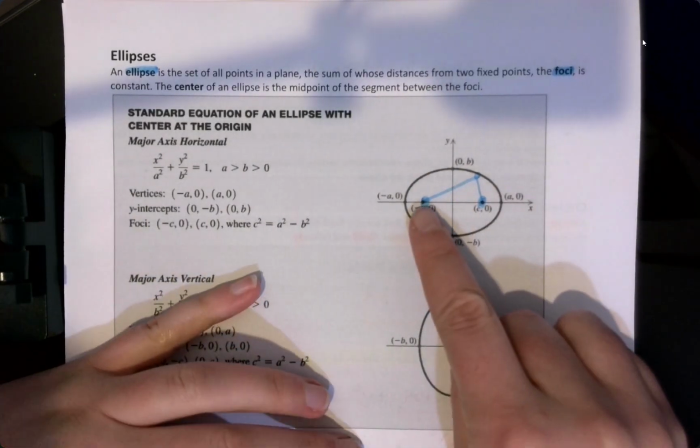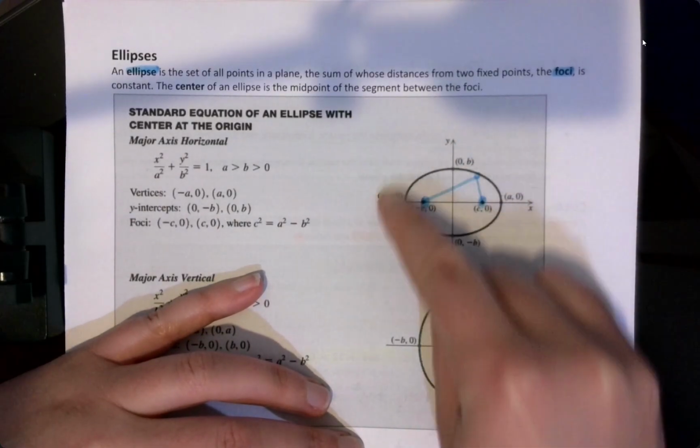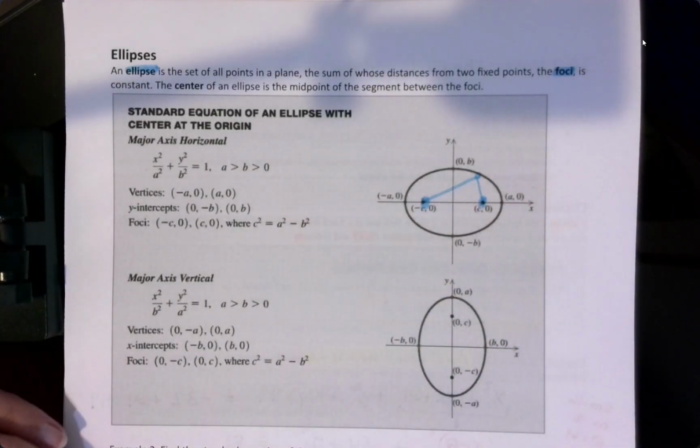So you can imagine a string with 2 push pins and a pen looped around into it. You'd be able to use that string and those fixed points right here to trace an ellipse. That's the geometric definition.